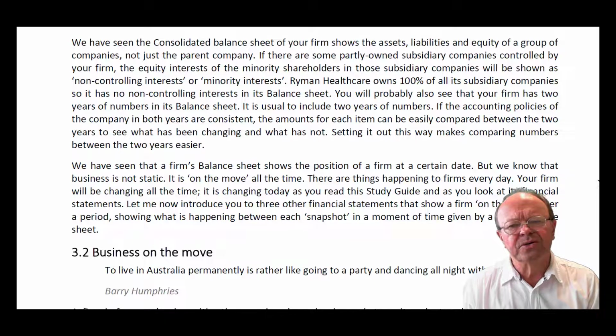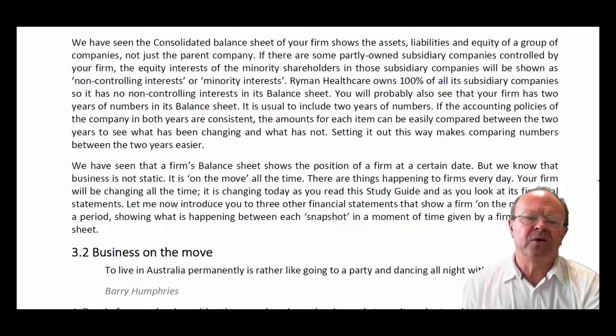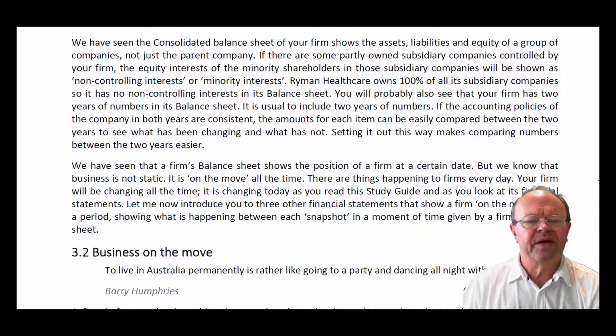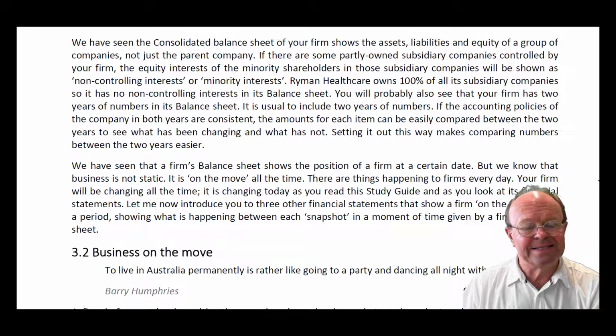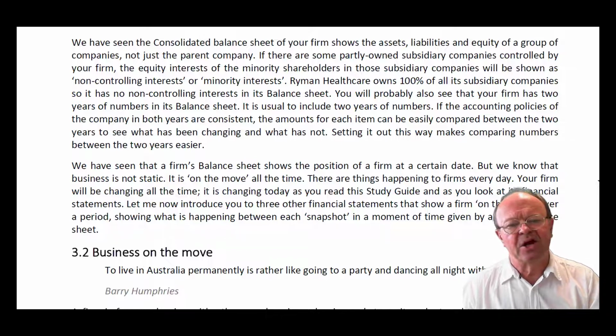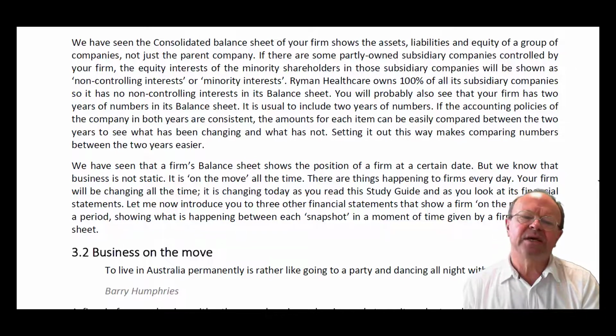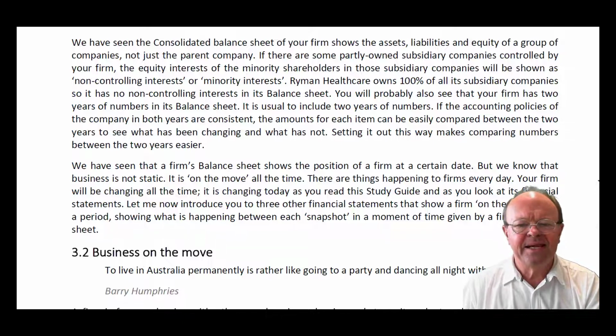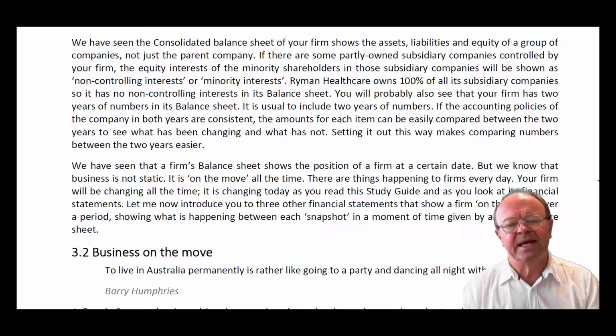You will probably also see that your firm has 2 years of numbers in its balance sheet. It is usual to include 2 years of numbers. If the accounting policies of the company in both years are consistent, the amounts for each item can be easily compared between the 2 years to see what has been changing and what has not. Setting it out this way makes comparing numbers between the 2 years easier.